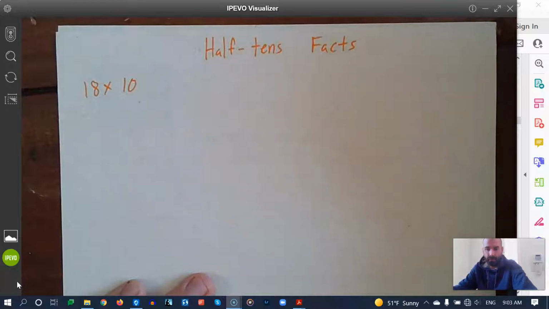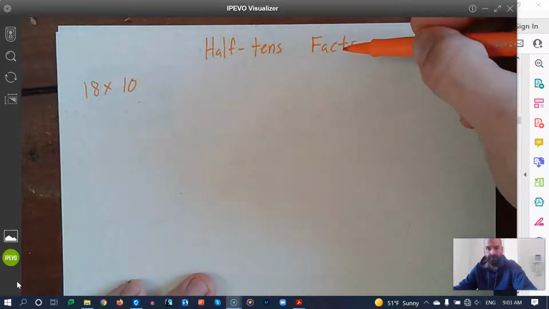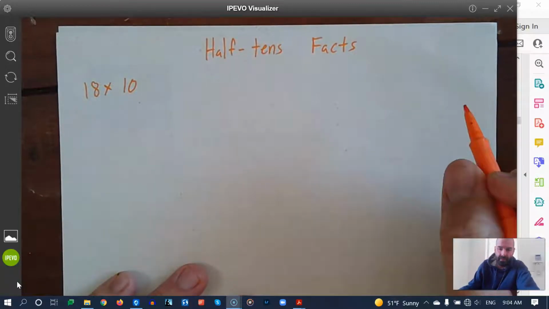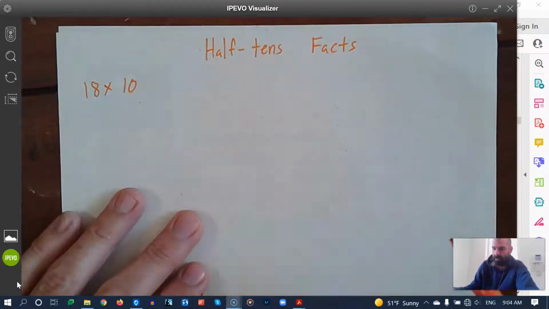All right, welcome to problem string number 2 of Unit 4. This is called half tens facts. I am going to be using the ratio table in this as well, and I would encourage you to use it too. The first one we're going to look at is 18 times 10, and I'm going to solve it in 3, 2, 1.